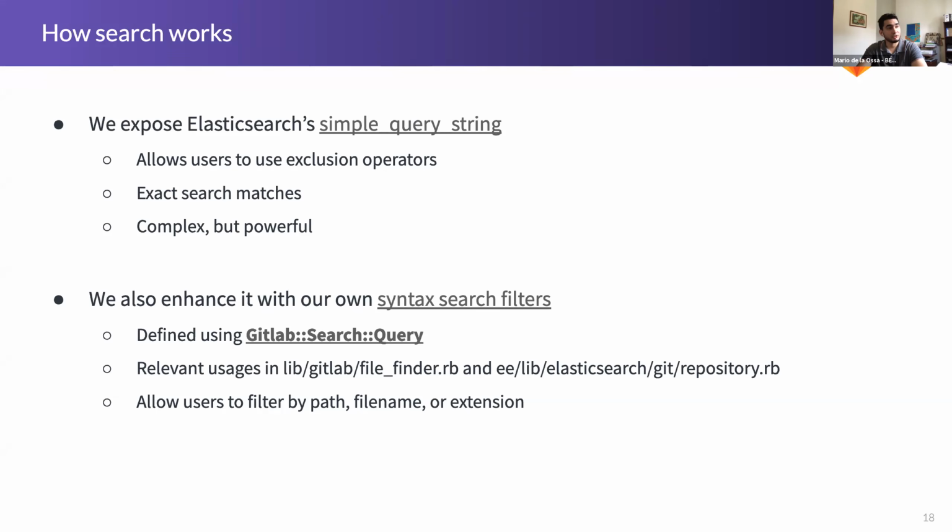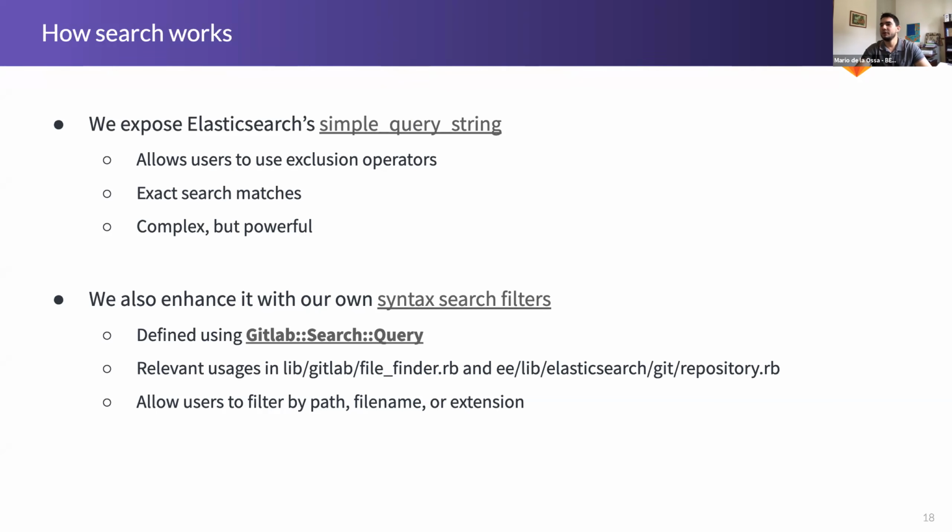We expose Elasticsearch simple query string. We do this because it is a little bit simpler for us, but it also allows the user to use exclusion operators. So you can do a little bit more interesting things than our normal database search. We can do exact search matches, and it is complex, but it is a very powerful way to query.